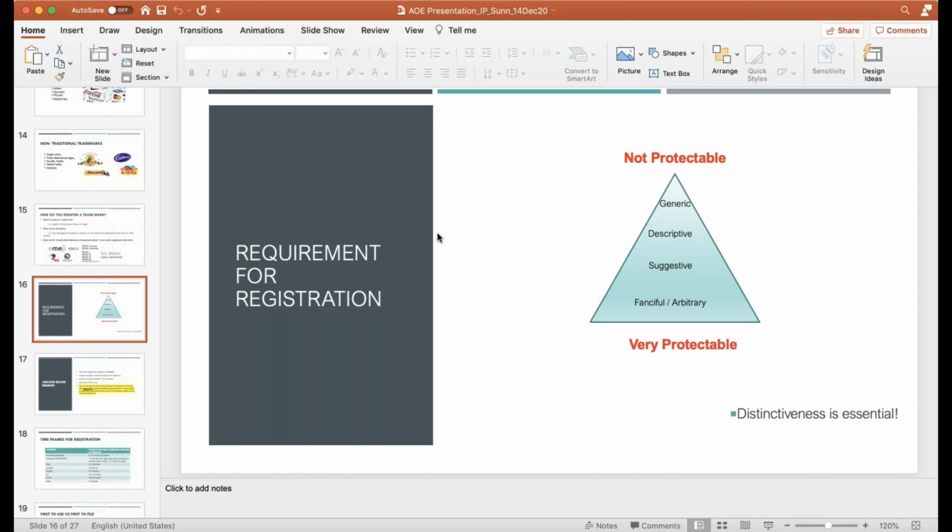So before going into your branding, think about this little pyramid and think that you want it to be as fanciful or arbitrary or unique as possible, because the more unique your mark is, the more protectable it's going to be. The more generic it is, the less protectable, and the easier it is for a competitor to get around your branding, because you're not going to have protection around it. So distinctiveness is key to a good trademark.